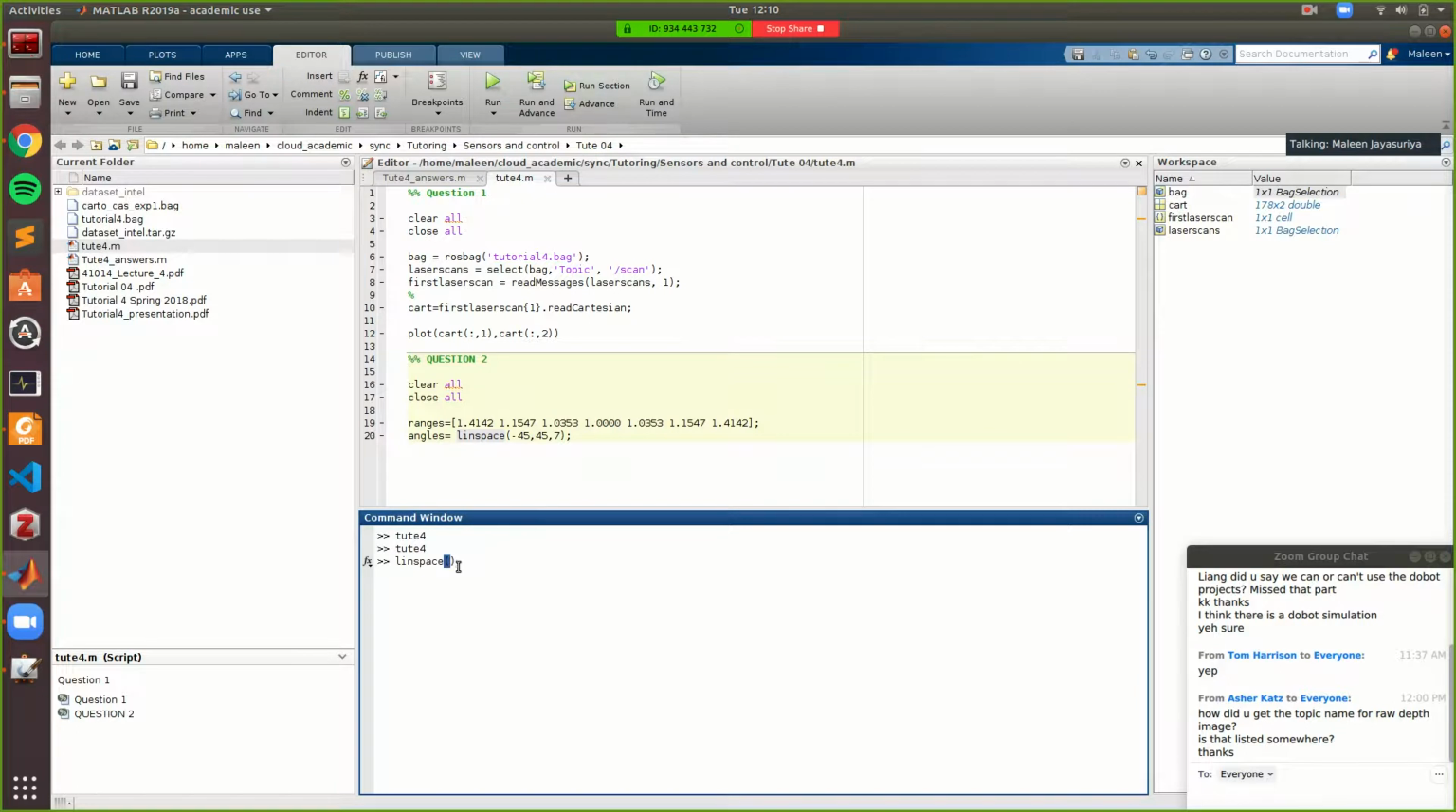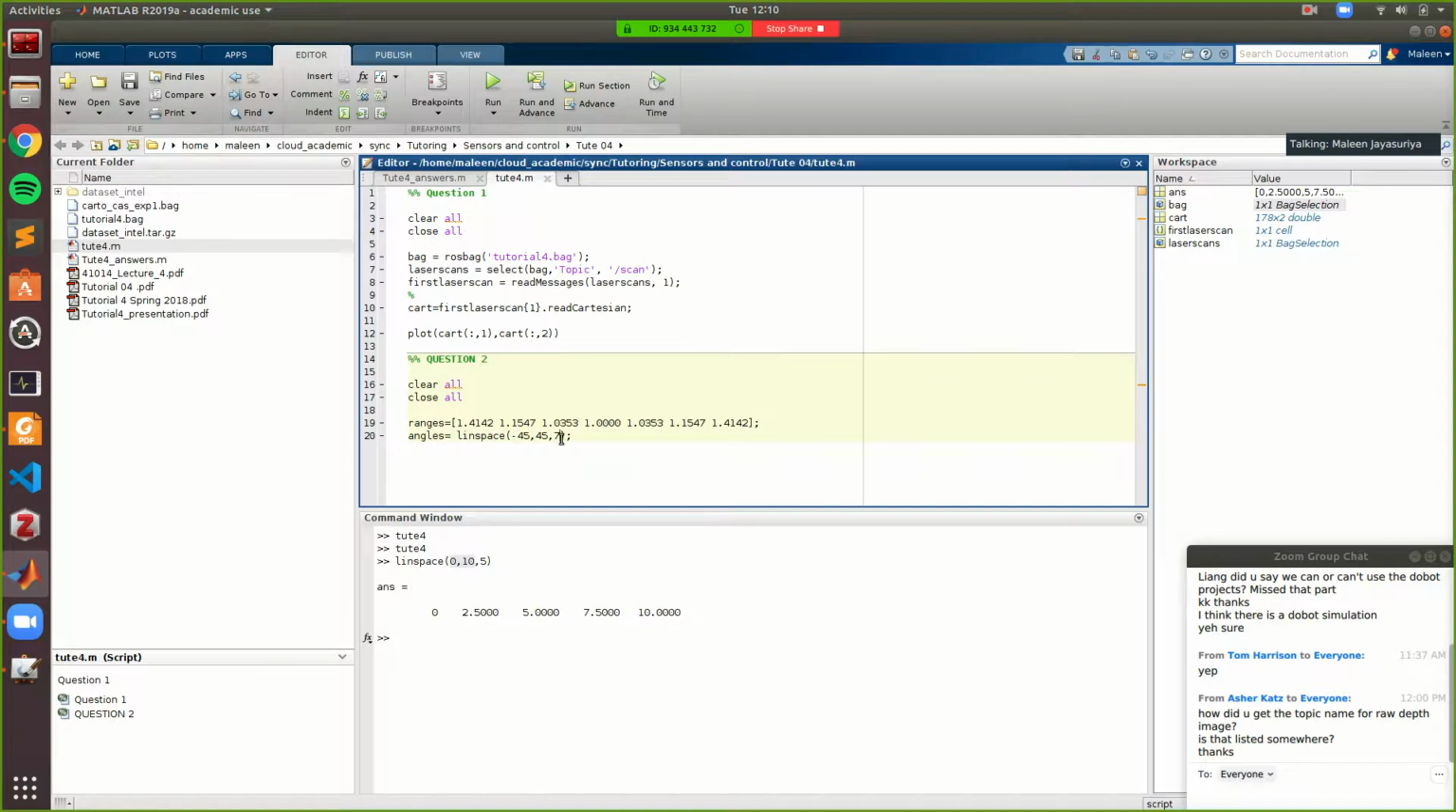So for example, if I say linspace 0, 10, and I want it equally divided into 5 points, right? It will give me an array like this, right? So it will take into account the initial point and the end point, and give you 5 different points that equally divide this range, right? So what I'm doing is I'm giving it -45 to 45 and saying 7, right? Divide that into 7, and what I'll get is each of these angles, right?